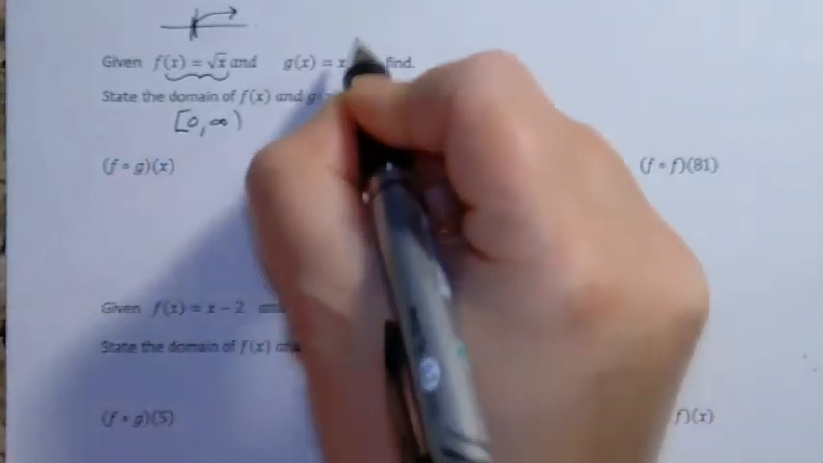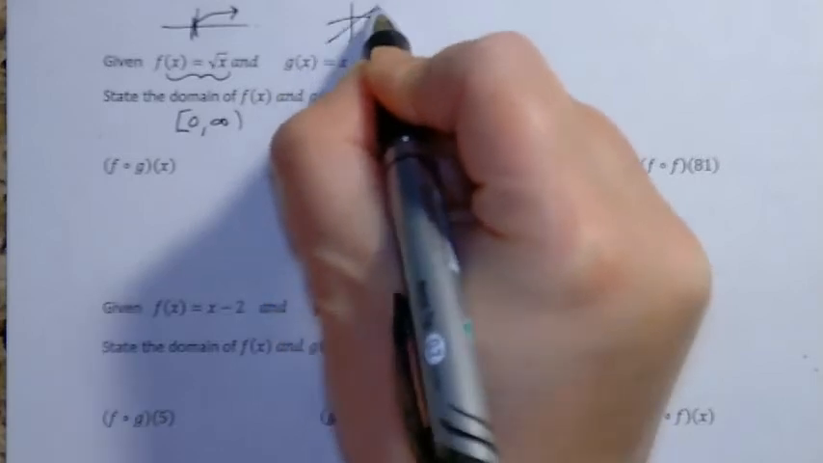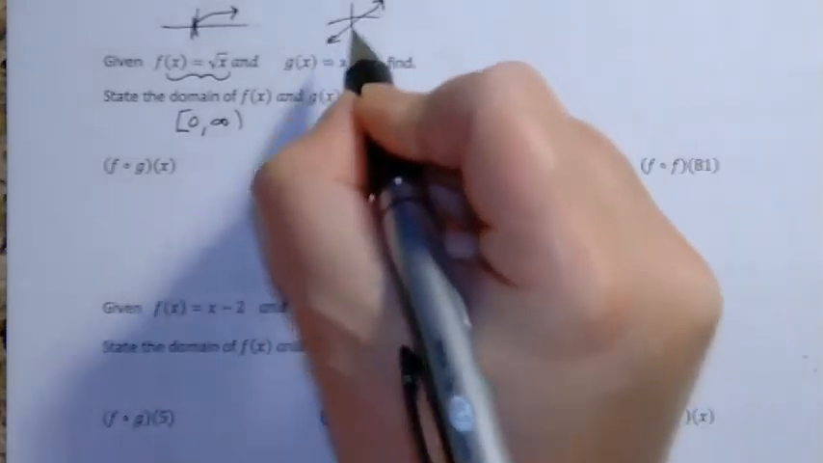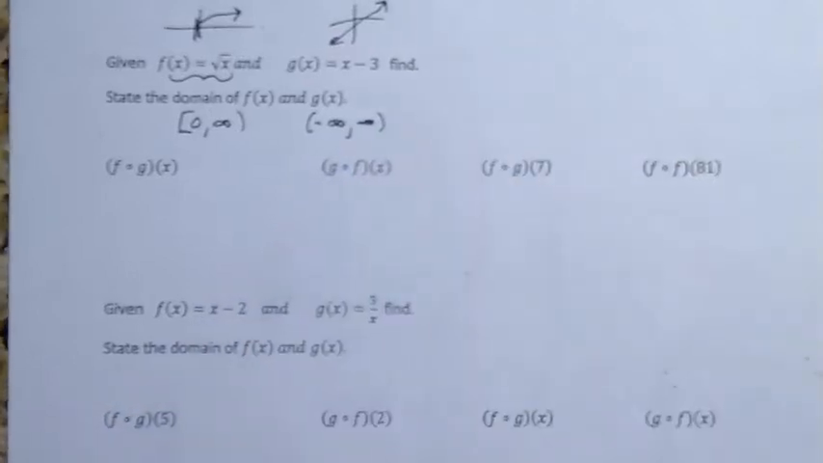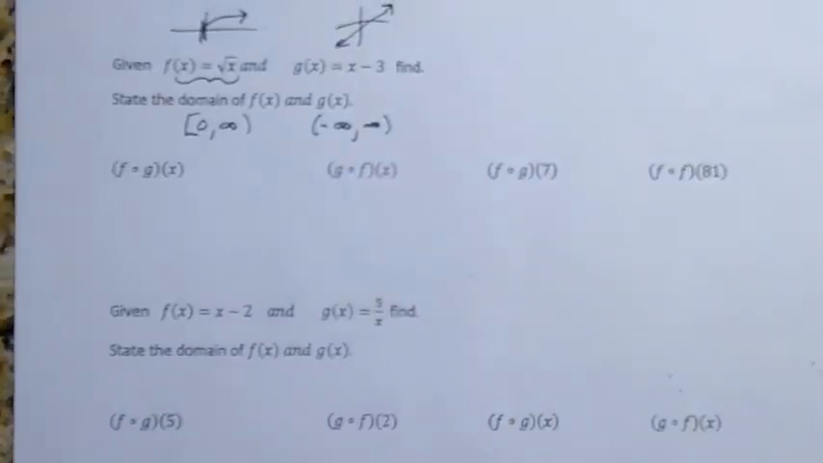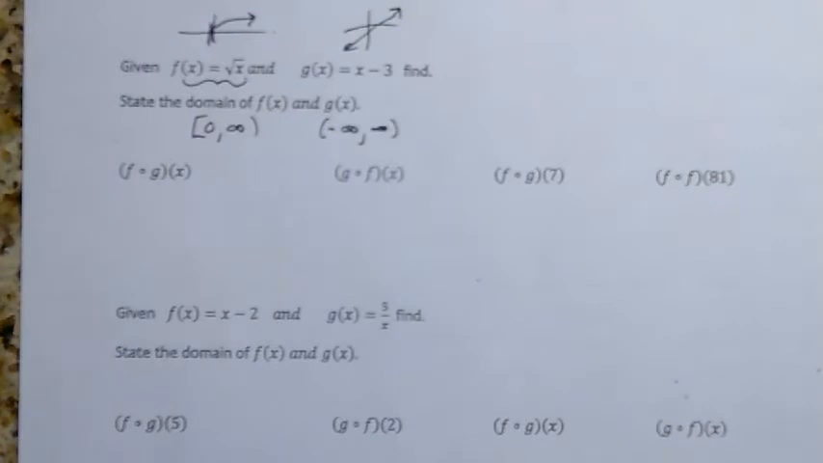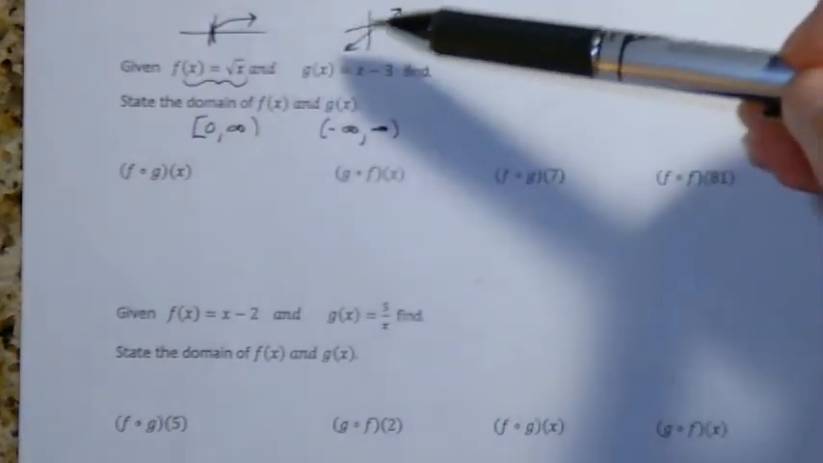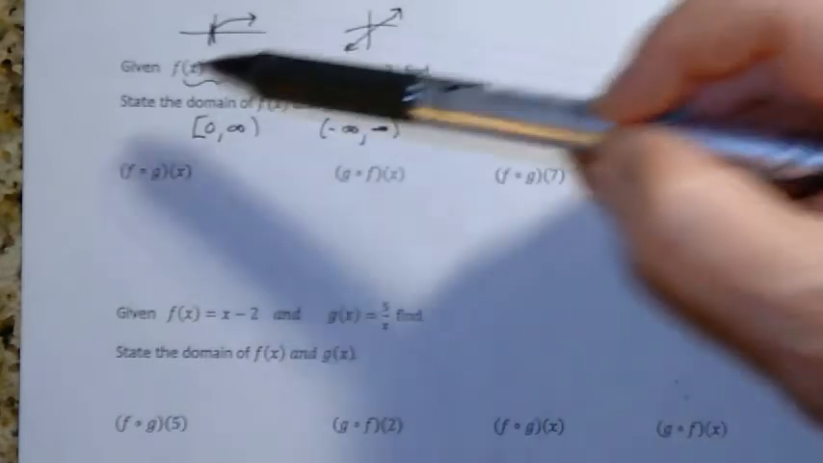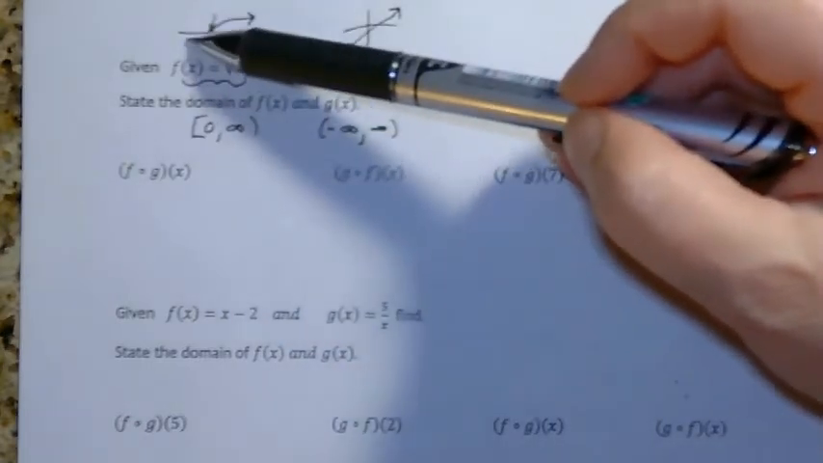Let's think about what this one looks like. This is a linear. It looks like that. It goes negative infinity to infinity. But we can only evaluate things for where these two graphs intersect. And the only places they intersect is over in this part right here. I can't add something to this because there's nothing on this function.